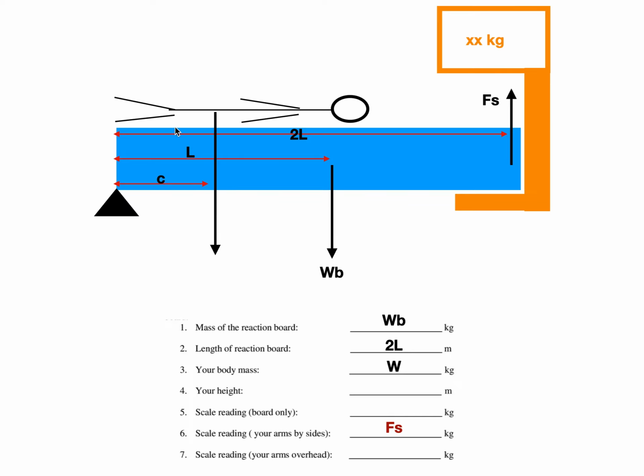And then somebody's going to lie on the board, and with the arms by sides, we'll have a scale reading here. And that's another Fs. So when you put a human here with arms by side, you get a scale reading. And we're going to have the number here. And the next step, we're going to raise our arms. And after raising the arms, the scale reading will change. And we'll have to put it here. So that's scale reading with your arms overhead, Fs. So with those procedures, we can get all the numbers in the table and calculate the height of our center of gravity, C.